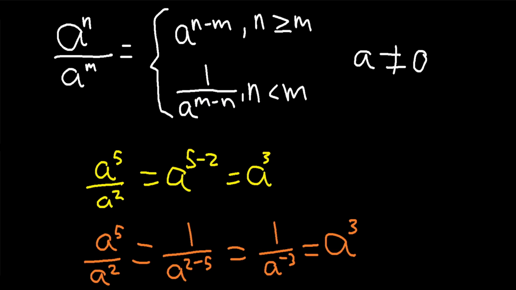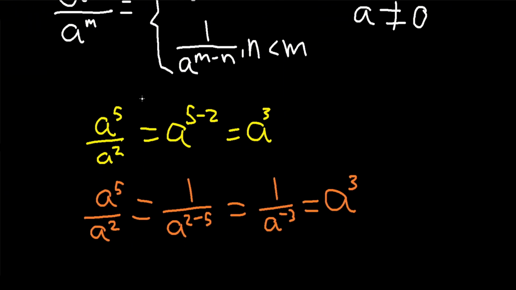Next, we'll give a piecewise definition where a to the power of n over a to the power of m is the same as a to the power of n minus m, where n is greater than or equal to m. And if n is strictly less than m, we'll say that a to the power of n over a to the power of m is 1 over a to the power of m minus n, all provided that a is not 0.